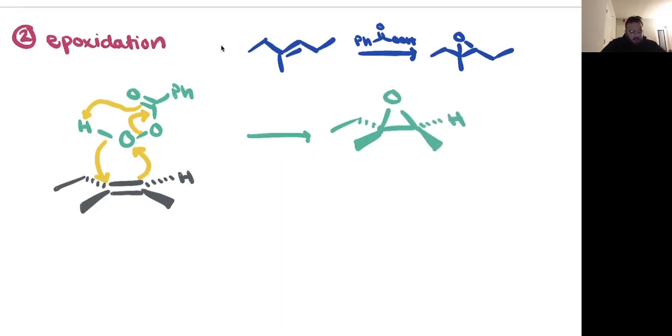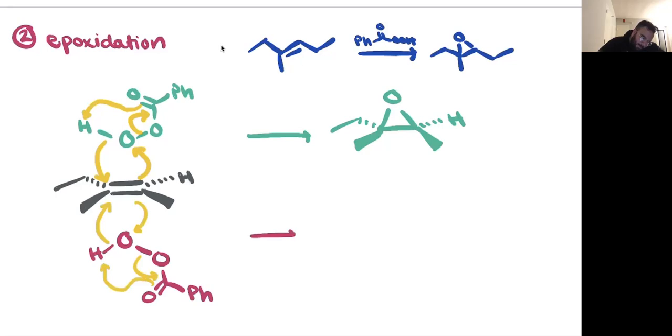Cool. And then you can also do the exact same thing from the other side as well, if you want to see how the other stereoisomer is formed. Attack, break the weak oxygen-oxygen bond, grab hydrogen, then bring this down. Then we end up with this final epoxide product that you see over here. Cool. So epoxidation, short and sweet, not too bad.